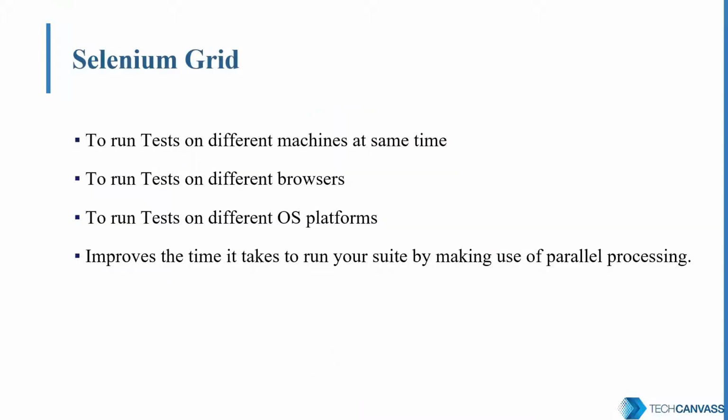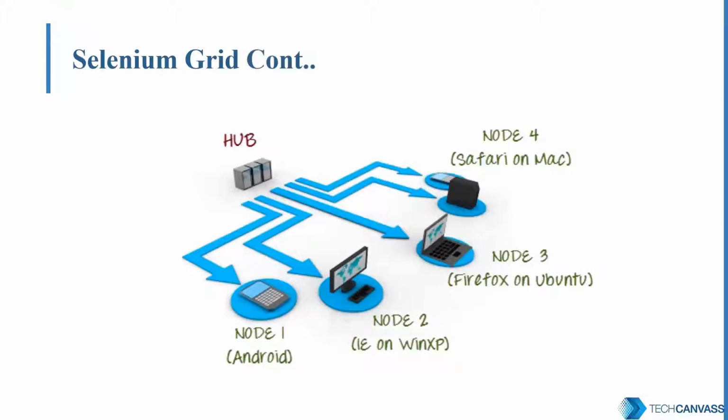Then in the list comes the Selenium Grid. It was developed to cater to the needs of the distributed environment, where we require the test cases to be executed in parallel on different machines to save a lot of time. It uses the hub node architecture. The architecture is shown in this slide, where in the center there's a hub, and these are all the different nodes. Here, the different nodes are configured with different operating systems and different browsers as well.